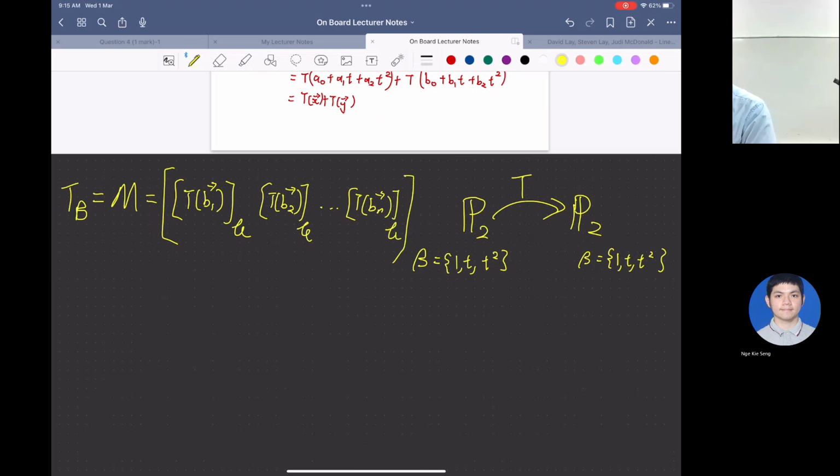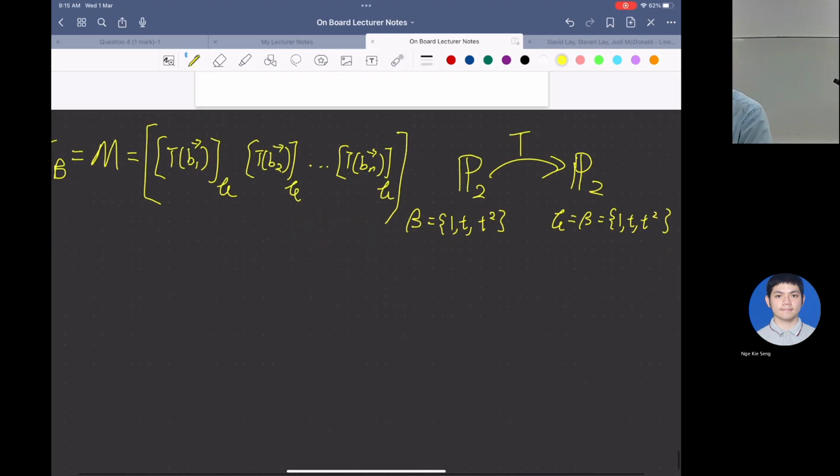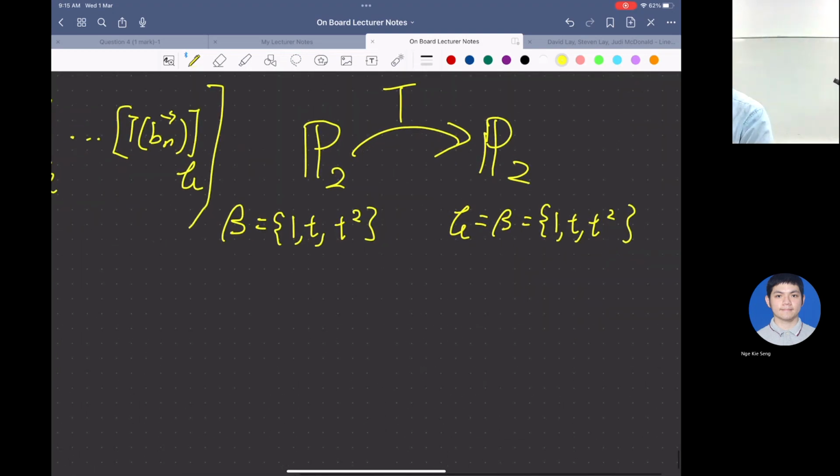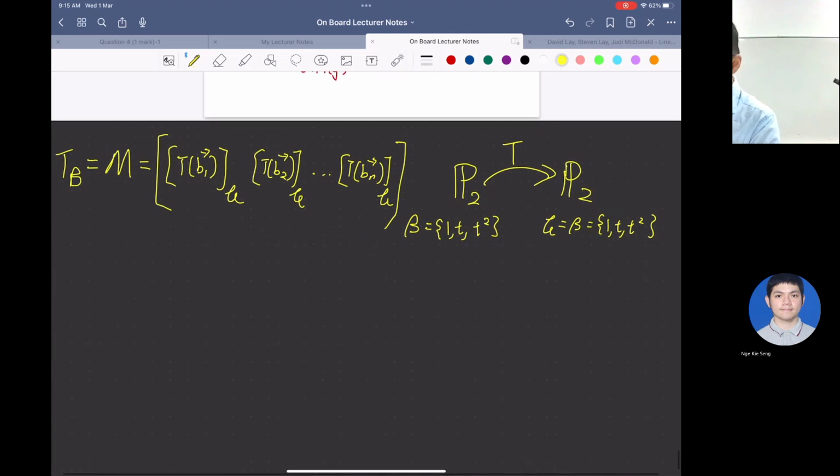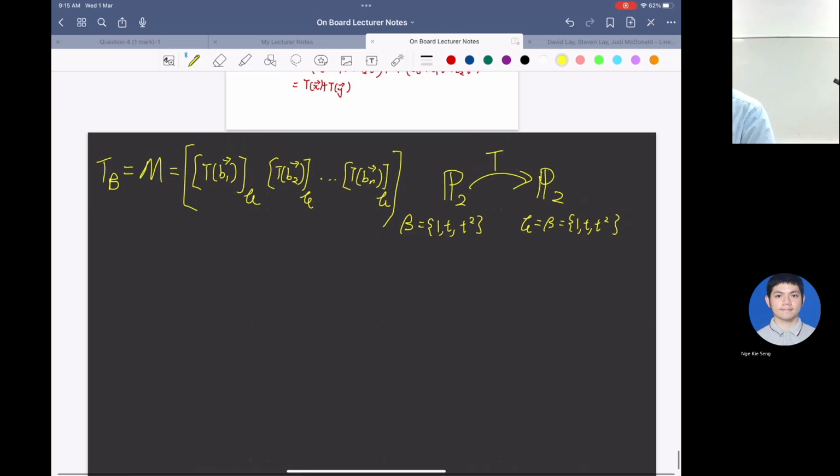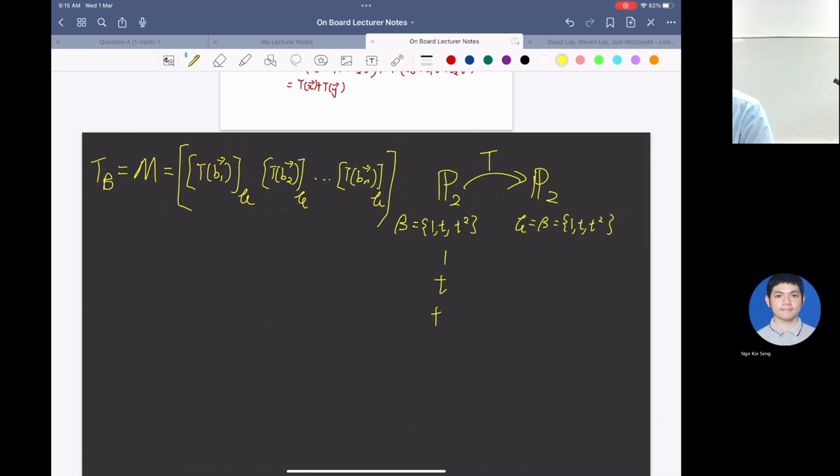So in this case, our V and W are the same: two vector spaces, the same domain and codomain, and the two bases are also the same, right? Can you see or not? Let me know if you can see. So what we need to do is check what happens to every basis vector if you apply T to it. So we write down what happens to each basis element: 1, t, and t squared.